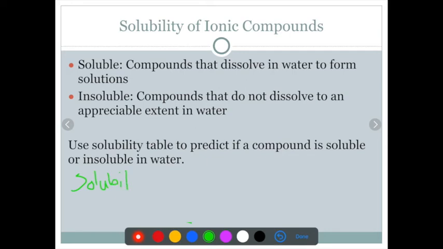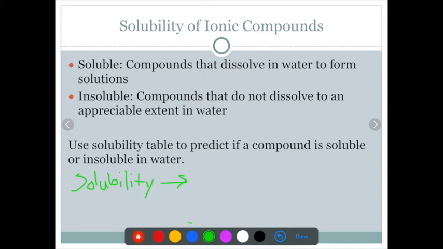I'm just gonna write solubility. Okay, here's the definition. Solubility is the amount of a substance that can be dissolved in a given quantity of solvent. So you can only dissolve so much, right?